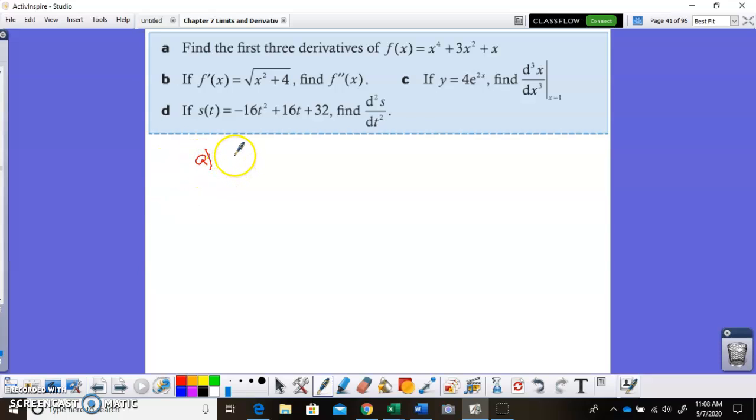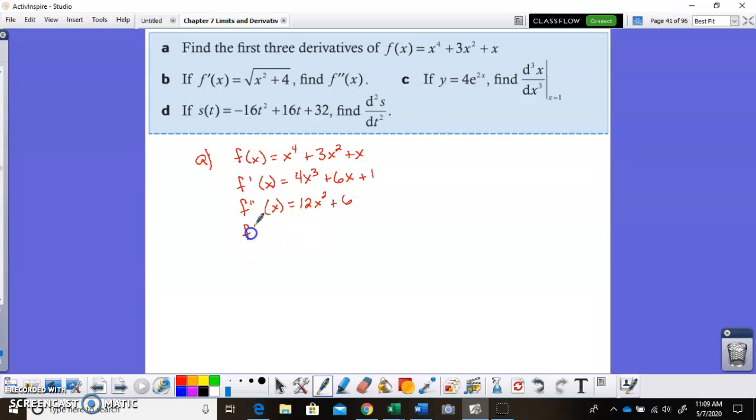Letter A says find the first three derivatives of f of x equals x to the fourth plus 3x squared plus x. Now, this is pretty simple. We're just talking about the power rule here. So we start to enjoy this, right? The first derivative is going to equal 4x to the third plus 6x plus 1. Then we want to look at the second derivative. Well, the second derivative is just the derivative of the one before it. So it's almost kind of like a recursive formula. We have to go to the previous one and take the derivative of that. So this becomes 12x squared plus 6.